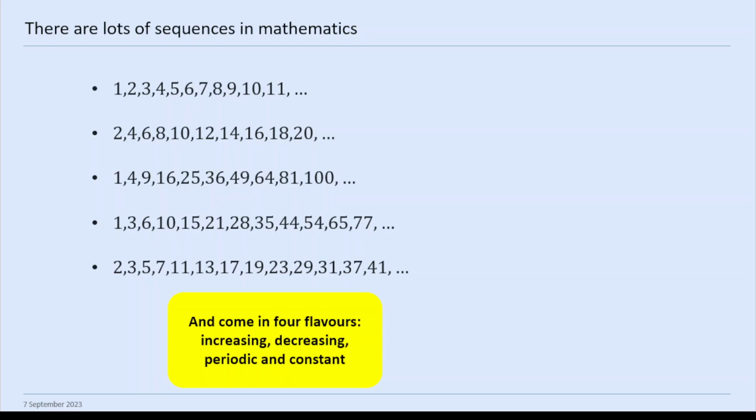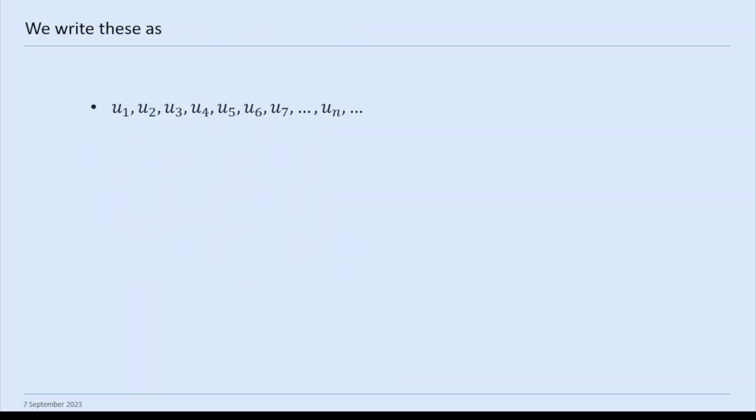Interestingly, there are some sequences that are different from all of those four flavours. For instance, if you took the digits of pi and took those digits one by one as a sequence, they'd not be increasing, they'd be kind of random in some sense, although I'm not sure they're random because they are the digits of pi. That's a very interesting topic actually.